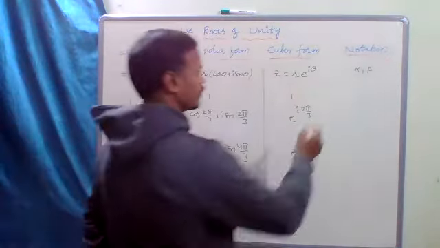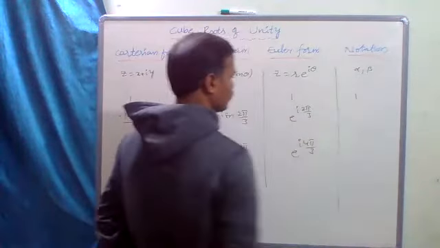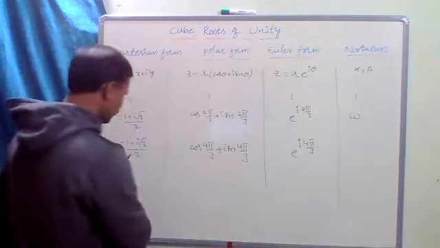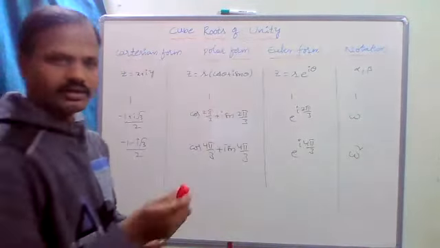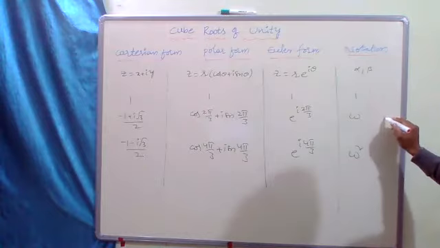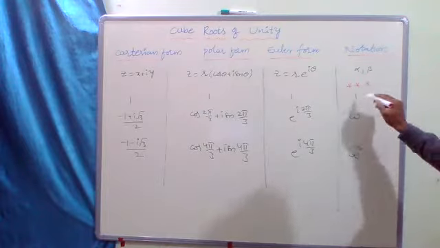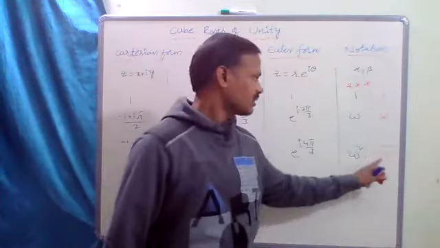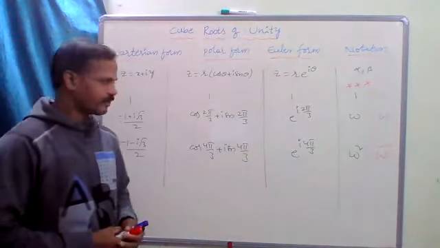Okay. Now the notation. 1 is denoted by 1 itself, this is denoted by omega, and this is denoted by omega square. Clear? Sometimes 1, omega, omega bar. This is the general form. Now 1, omega, omega square is the general notation. Sometimes omega square can also be written as omega bar. Is it clear?